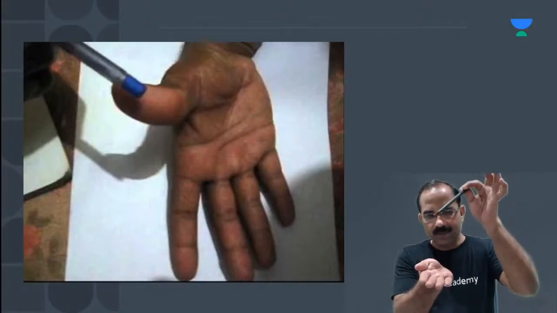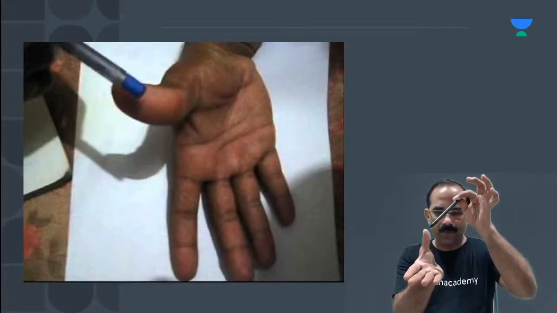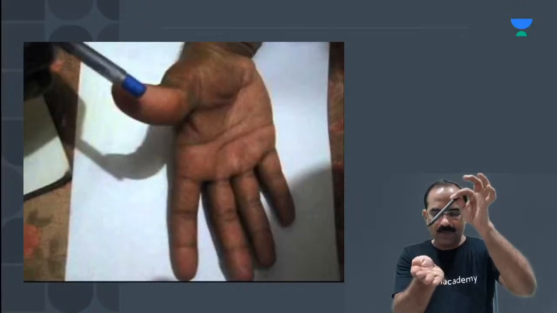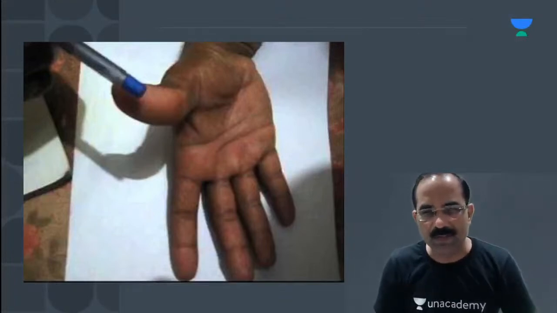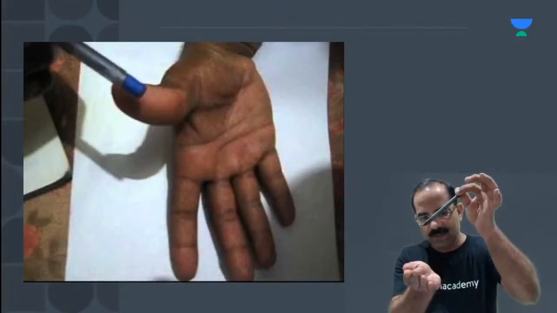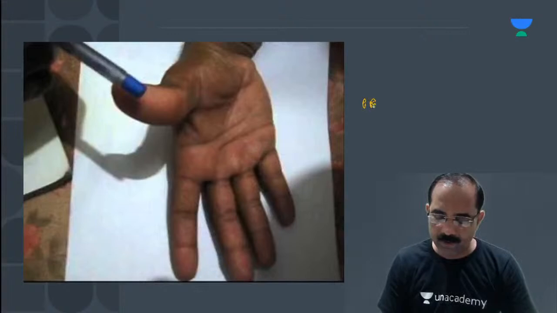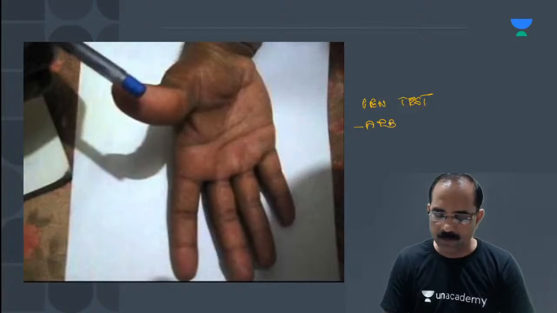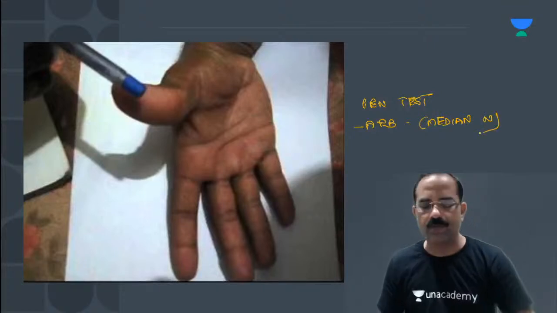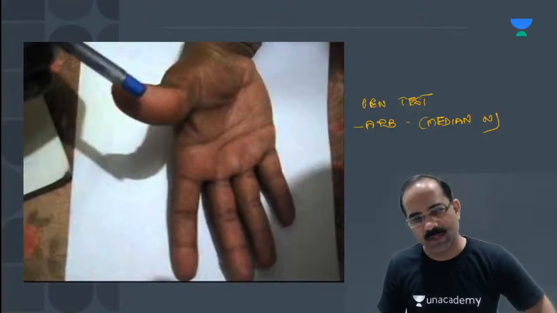We tell the person to touch the tip of the pen with the thumb. So what are we doing? We are testing for the abductor pollicis brevis, and who's going to supply this abductor pollicis brevis? The median nerve. And what is this test known as? The pen test. Pen test is for the abductor pollicis brevis, that's for the median nerve. Clear to all of you?